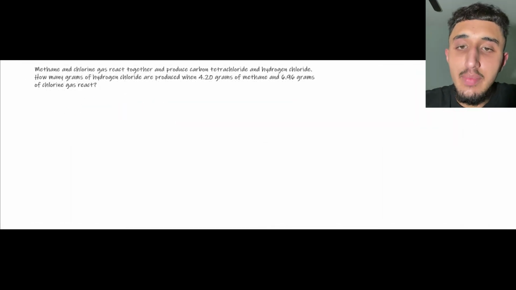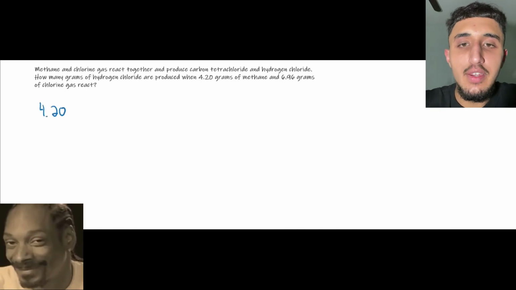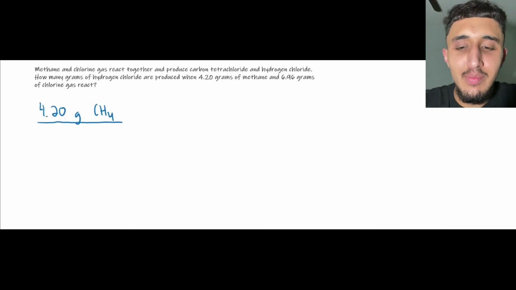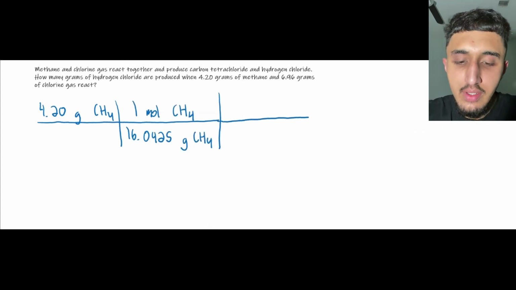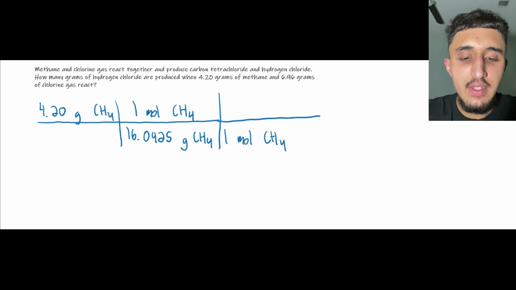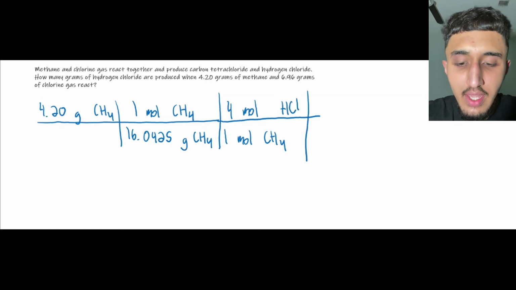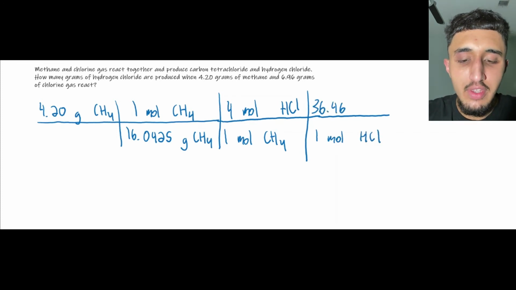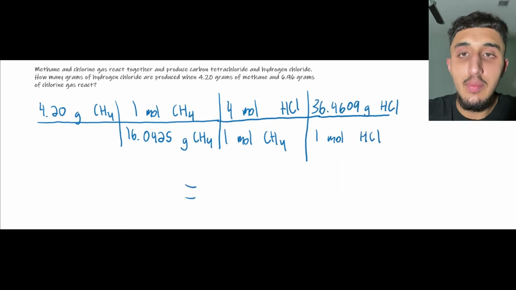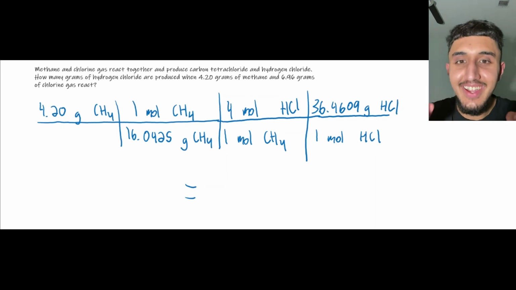Now that we understand the basic steps necessary for a limiting reactant problem, we can actually begin to plug in numbers. We start by taking our given value of 4.20 grams of methane and dividing by its molar mass, which we can calculate using a periodic table. From here, we do our mole ratio. In this case, 4 moles of HCl are produced per 1 mole of CH4. Then, we multiply by the molar mass of HCl and we are left with the amount of hydrogen chloride produced in grams. But wait, we are not done yet.